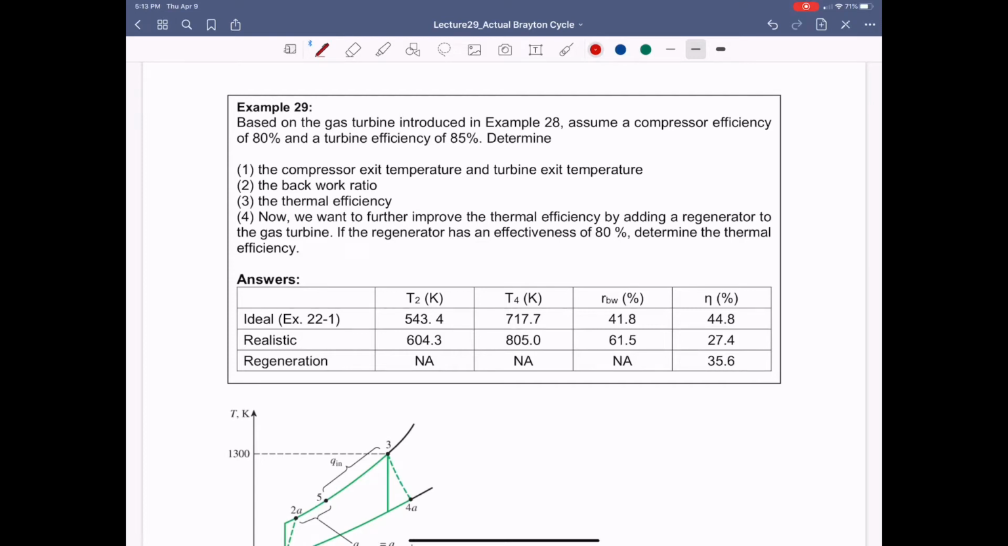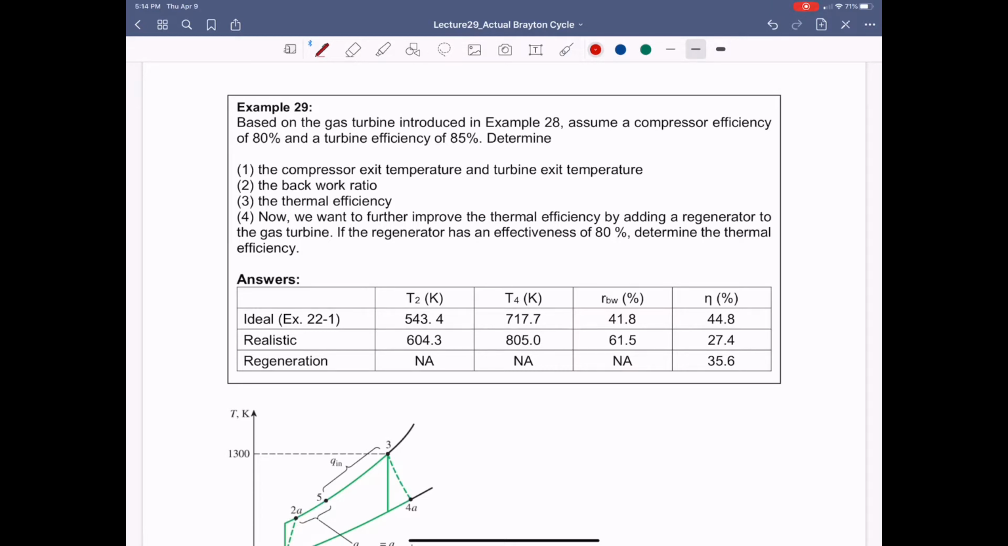Okay, so we talked about the regeneration gas turbine, and we now learned that by having a regeneration gas turbine, we can improve the thermal efficiency. But you have to remember that having a regeneration does not mean that we can increase the net work. Net work still remains the same. We only try to reduce the heat input, which results in the improvement of thermal efficiency. So let's take a look at this example to see how the regeneration can improve the efficiency.